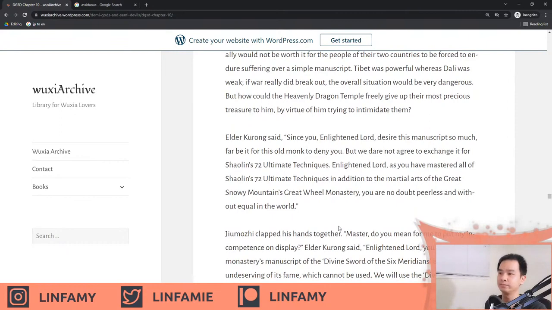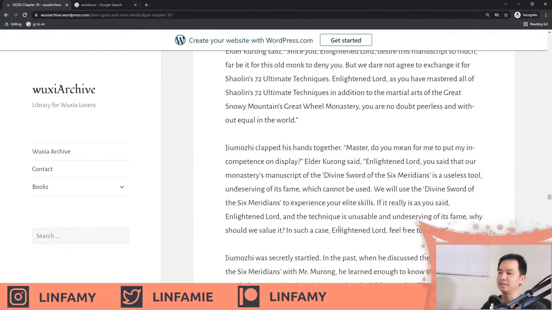Elder Kurong said, since you, enlightened lord, desire this manuscript so much, far be it for this old monk to deny you, but we dare not agree to exchange it for Shaolin's 72 ultimate techniques. Enlightened lord, as you have mastered all of Shaolin's techniques, in addition to the martial arts of the great Snowy Mountains Great Wheel Monastery, you are no doubt peerless and without equal in the world. Jiumozi clapped his hands together. Master, do you mean for me to put my incompetence on display?